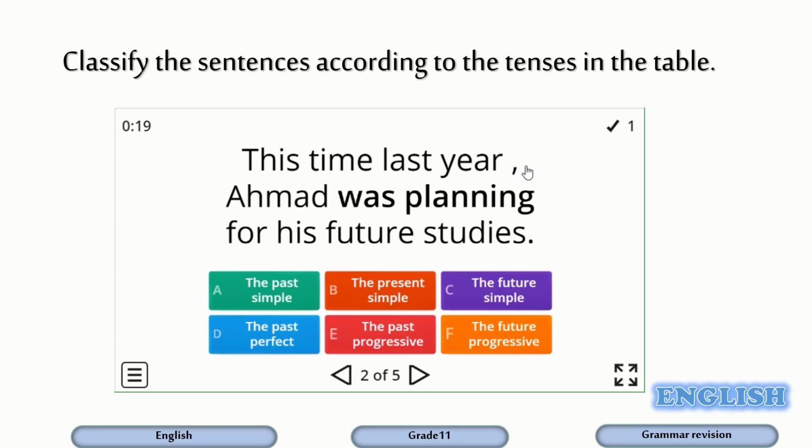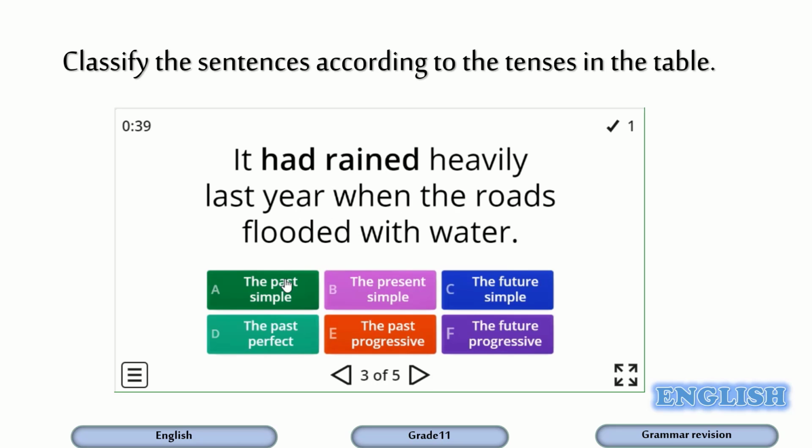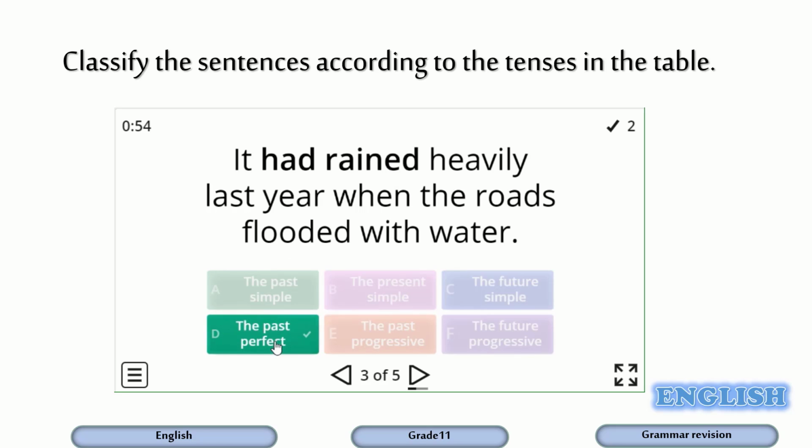We have the word last year and we have was planning. So it's about the past. As you can see here, we have three types of past: the past simple, perfect, and progressive. Let's try. Is it the past simple? No. Wrong answer. Progressive. It had rained heavily last year when the roads flooded with water. As you can see here, last year also, but had plus verb in the past participle. What do you think the answer is? The past perfect? Yes, that's correct.